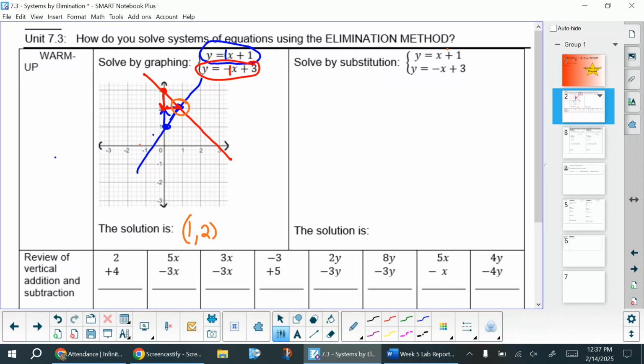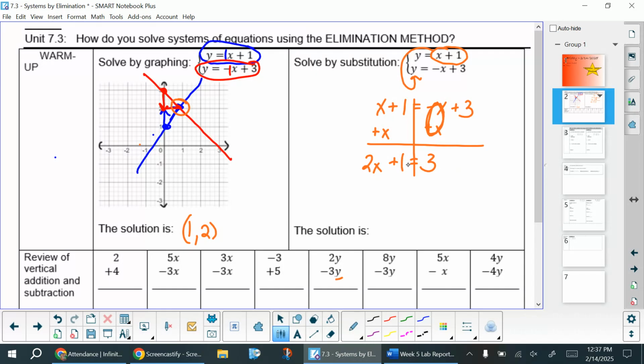So for substitution, if I take this x plus 1, and since it is equal to y, I can substitute it in for y right there. I get the equation x plus 1 equals -x plus 3. And then I'm going to solve that equation for x. I'll start by adding x to both sides to get it so that all the variables are on one side. That'll make a 0 there. Bring down my 3. X plus x is 2x plus 1.